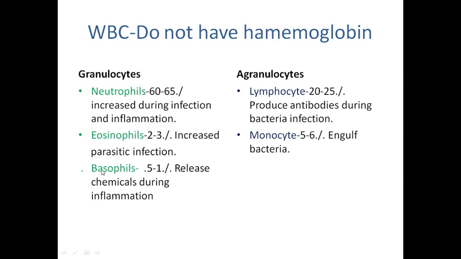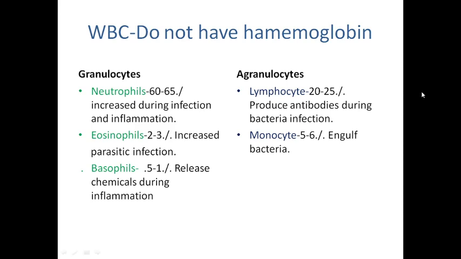The third one is basophils. Basophils are 0.5 to 1 percent of the total WBC. They release chemicals during inflammation. When we have any inflammation, the basophil level automatically increases. Next are the agranulocytes, of two types: lymphocytes and monocytes. First are the lymphocytes. The lymphocyte percentage is 20 to 25 percent, and they produce antibodies during bacterial and viral infection.